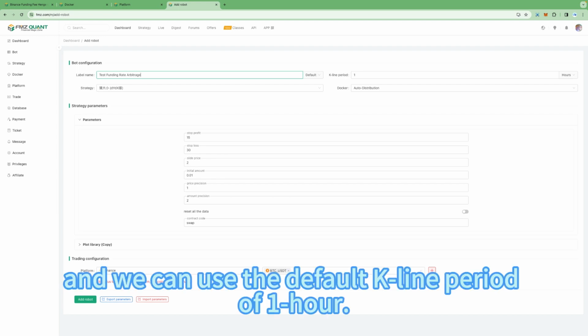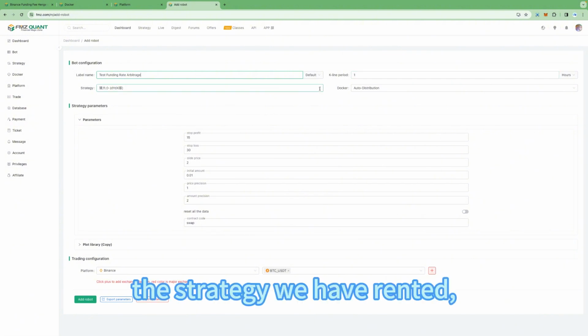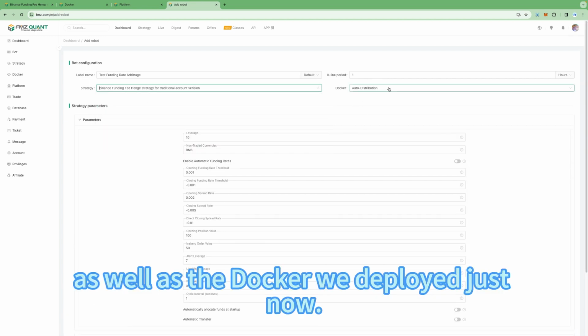And we can use the default kline period of 1 hour. We select the strategy we have rented, as well as the Docker we deployed just now.